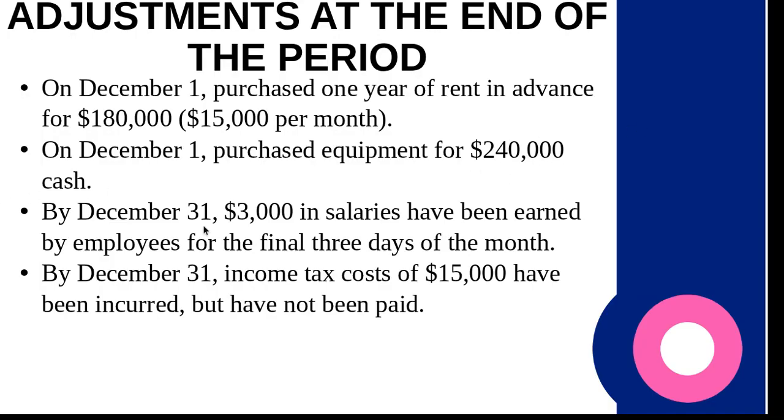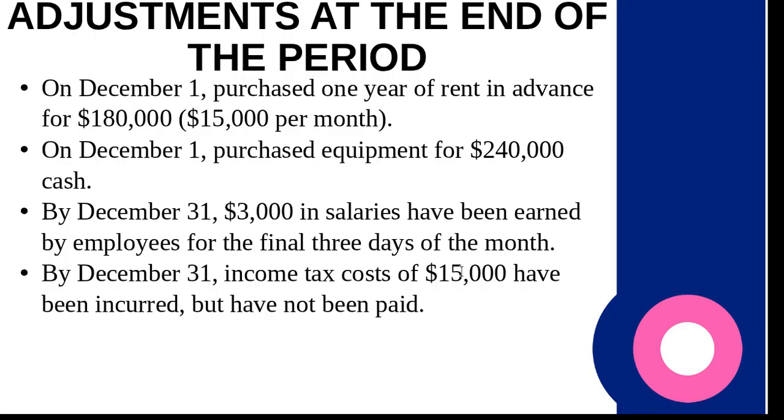Look at this one. By December 31st, $3,000 in salaries have been earned by employees for the final 3 days of the month. So they've already worked for the final 3 days of the year. So you calculate that final 3 days of the year, remove from this, that's what you will recognize as your salary for that year. The remaining money is an advance payment to them, which will be an asset.